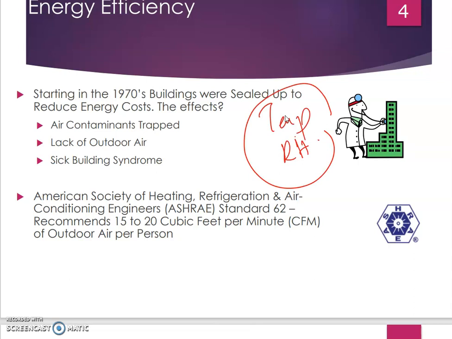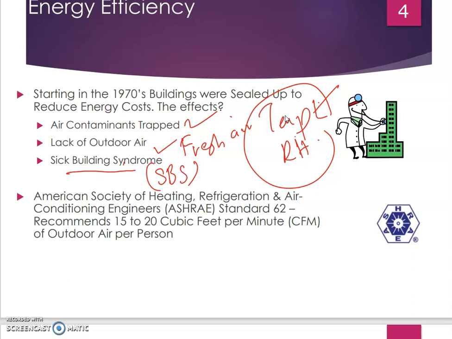So we seal up and close the building to make sure there is no outside air getting in, and that the inside temperature does not escape outside. So we need to maintain the temperature and humidity, because we want to save energy, and that's why the air contaminants will be trapped inside the building. And then there is also a lack of outdoor air, or what we call fresh air, coming in, and that's why it will create sick building syndrome, or SBS.